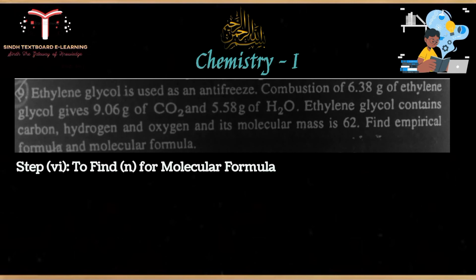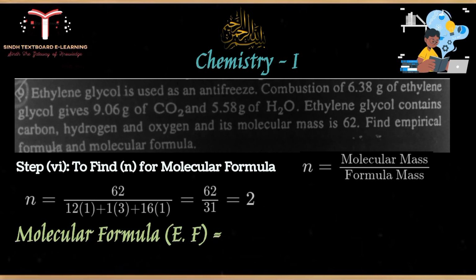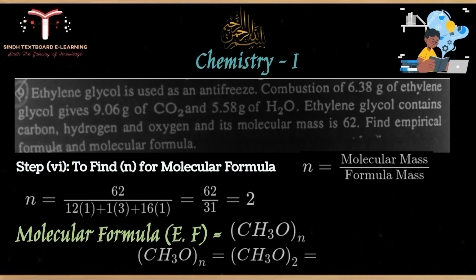For the molecular formula, you will need quotient n, which is equal to molecular mass over formula mass. Molecular mass is given in the question; for ethylene glycol it is given as 62 gram. We divide it by the formula mass. Formula mass means the mass of your empirical formula, and in this way you get 2 as the quotient. After getting the quotient, multiply it with the empirical formula to get the molecular formula of ethylene glycol. So n is 2, multiply it with CH3O, and you get C2H6O2.